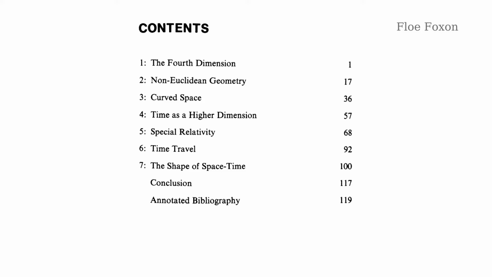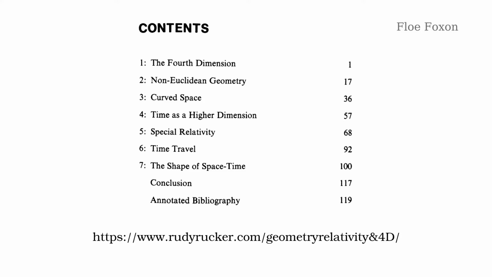The book leans more towards special relativity than general relativity, but it's unique in that it introduces such concepts as non-Euclidean geometry and higher dimensional geometry in a painless and pedagogical way. You can read Rucker's book for free online at the link on the screen, which I will also provide in the description of this video. At the end of each chapter of the book, Rucker provides a series of conceptual and mathematical questions on the content that's been covered. In this video, I will answer the questions found at the end of the first chapter on the fourth dimension.